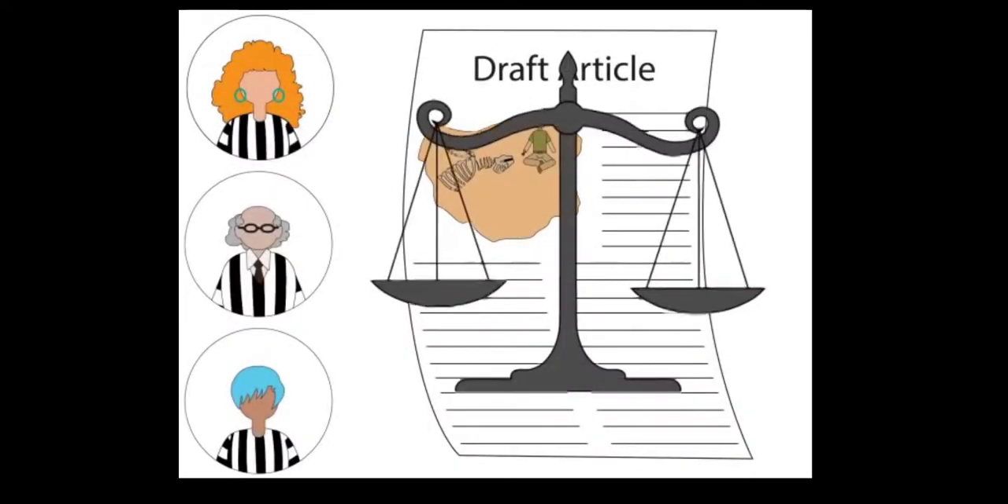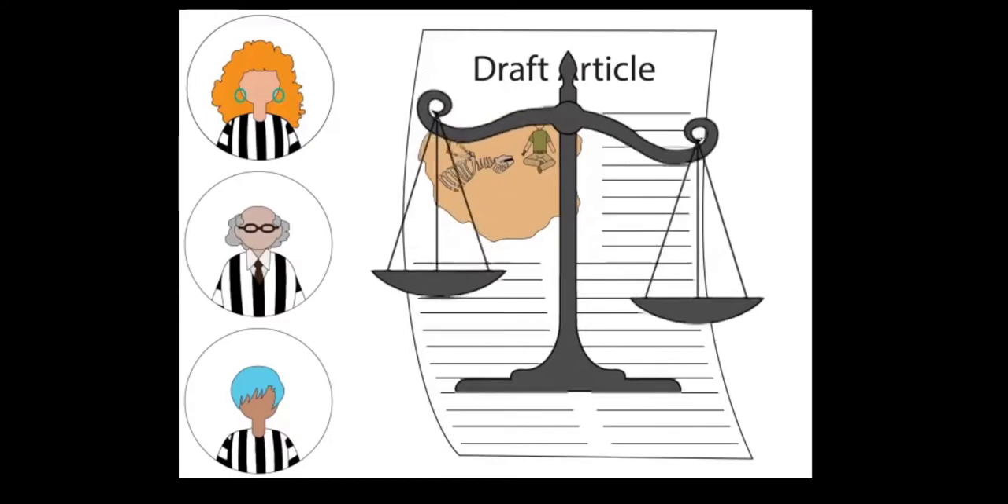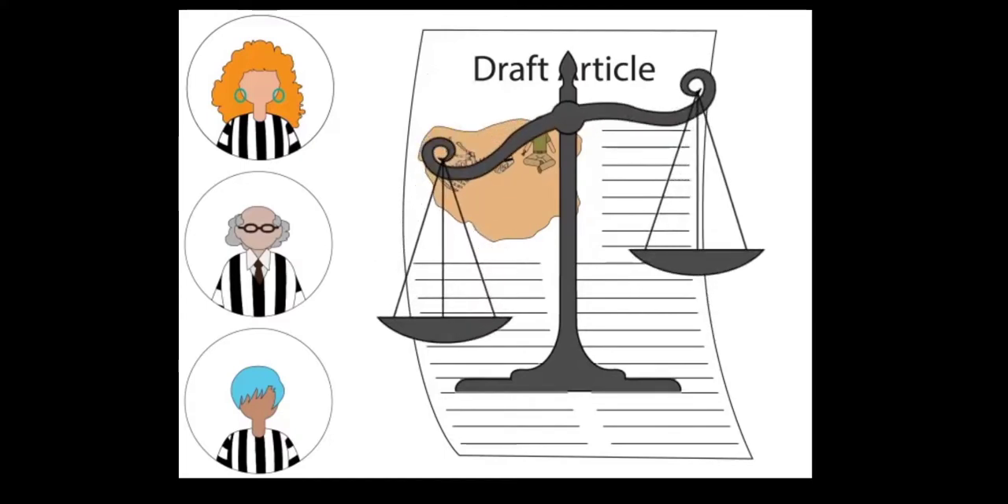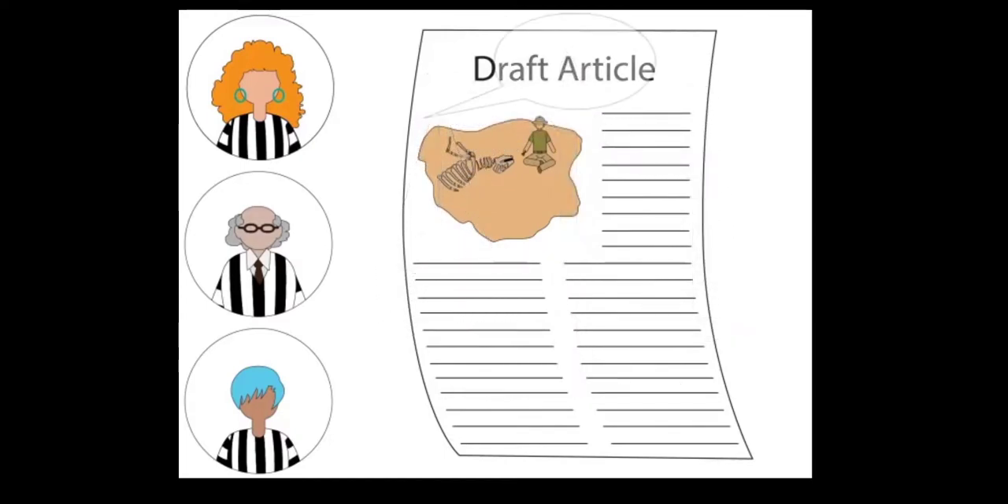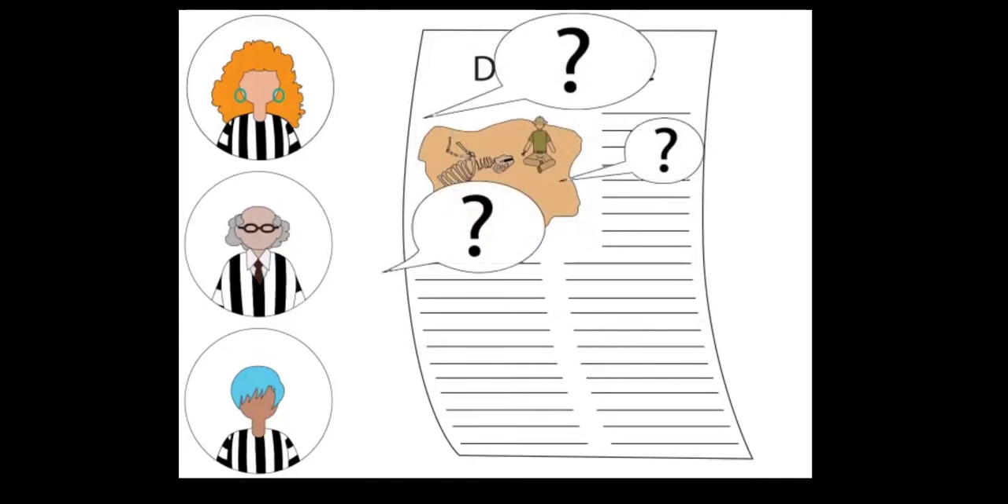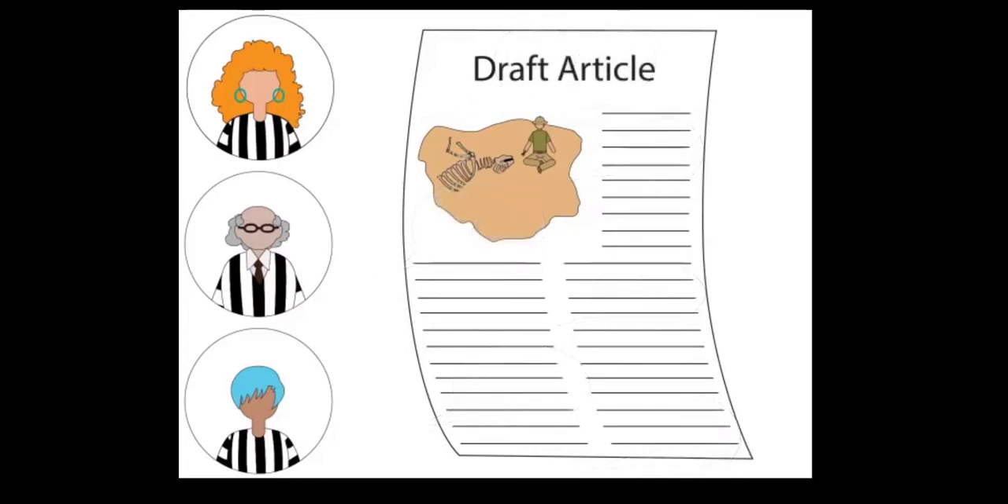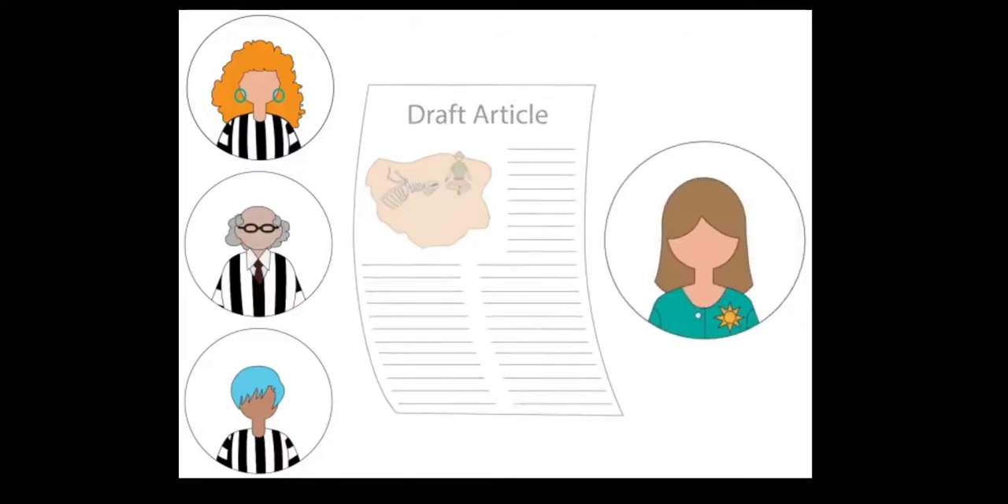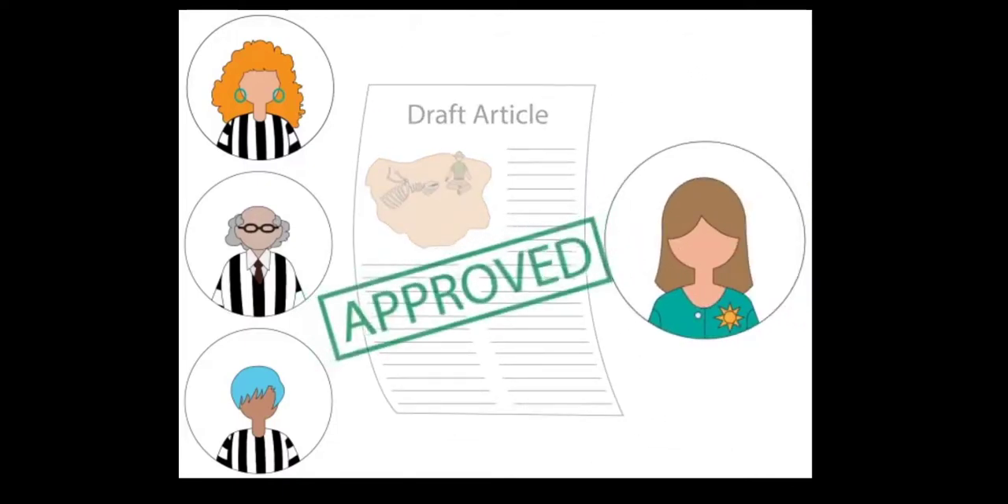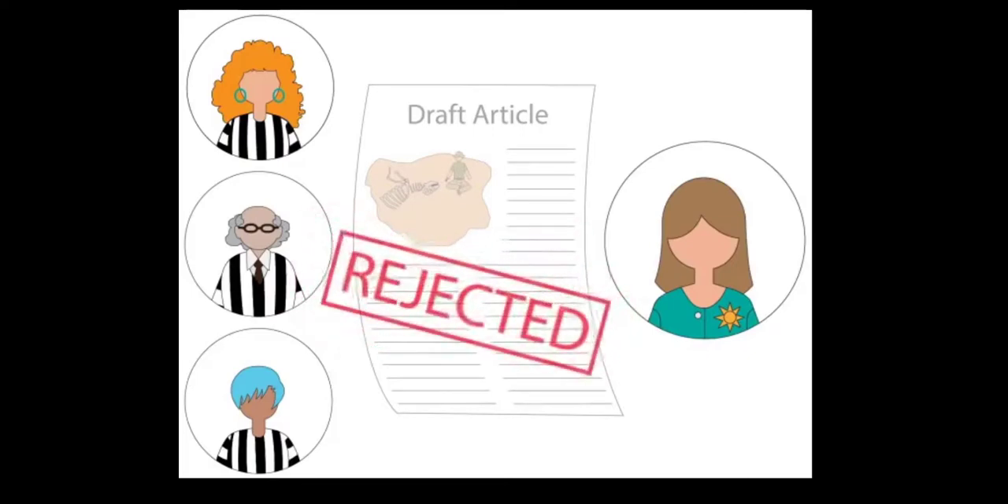Each reviewer evaluates the article by asking questions to judge the quality and significance of the research. Questions like, what is this research about? Is it interesting? Is it important? Is the methodology sound? Are the conclusions logical? And are the findings original? Based on the answers to these questions, the reviewers decide whether the article is worthy of publication in the journal. They then make a recommendation to the editor, either approve the article for publication or reject it.